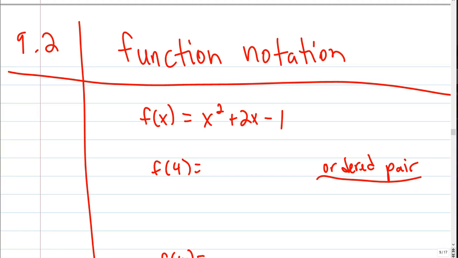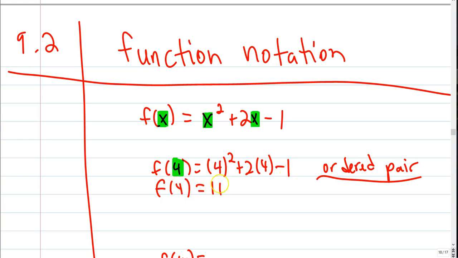9.2 goes a little further into the function notation, so just plugging in numbers. Here we have f of x is x squared plus 2x minus 1. We already discussed that anytime I put a number in place of that x, we basically plug it in for all of the x's in the function. So this becomes 4 squared plus 2 times 4 minus 1. Then we can solve that f of 4 is equal to 16 plus 8 minus 1, 24 minus 1, f of 4 is equal to 23.